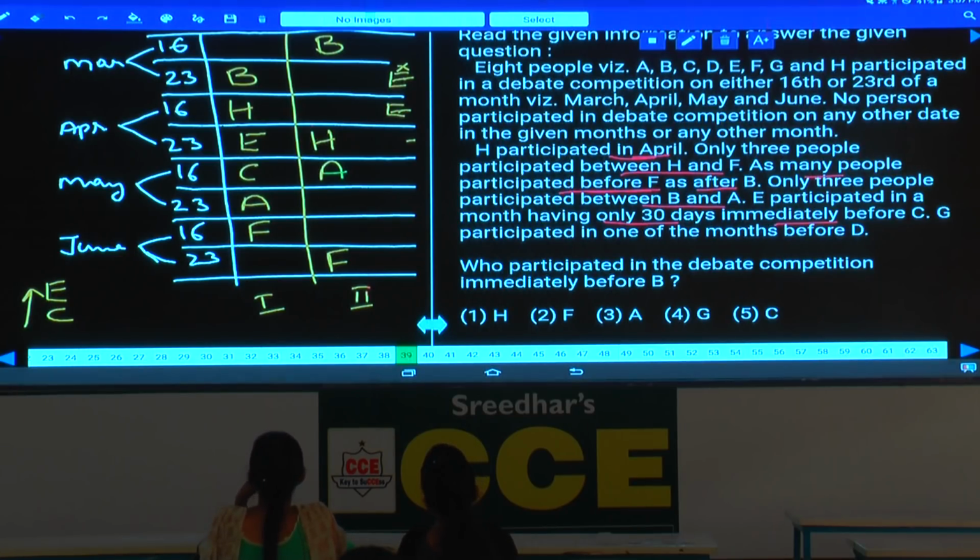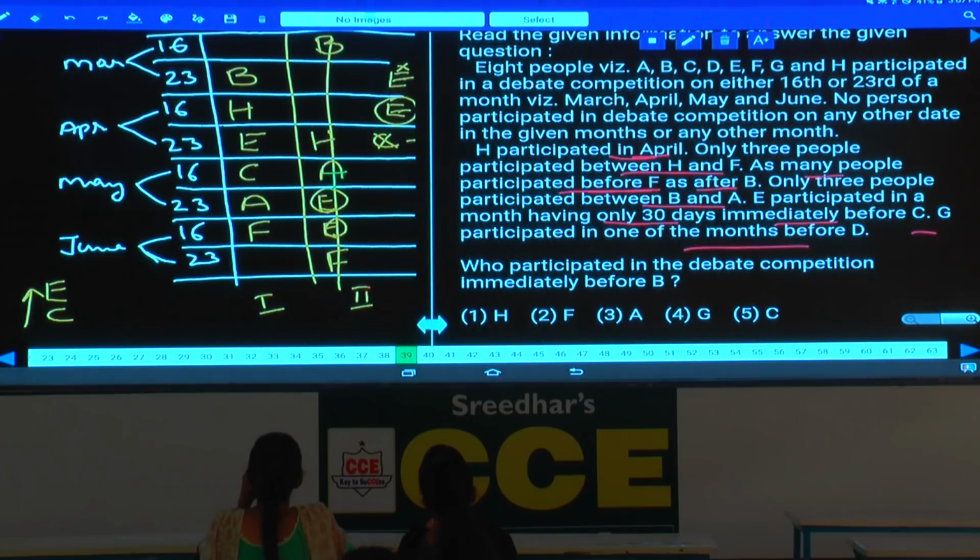Why can E not be here on April 16th? Because if E is on April 16th immediately followed by C, H is already there, so it is not possible. Then again, can you take E at this place? If you take E at this place, again E is in the month of May which has 31 days, and this is also not possible. E cannot be here as well. Hence there is no place left for E, and the second case is completely ruled out. Now we are left with only the first one. And G participated in one of the months before D. G is before D, and the word immediate is not given, hence anywhere before D.